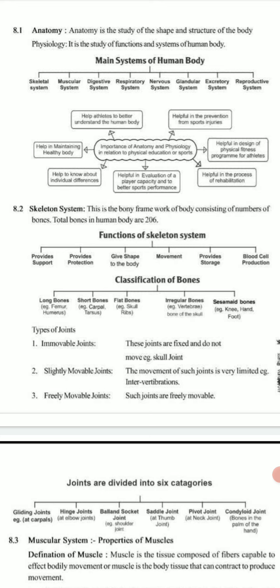Long bones, example of femur and humerus. And then next, short bones, example of carpal and tarsal. Flat bone, example of skull, ribs. Irregular bones, example of vertebra bones of the skull. And sesamoid bones, knee, hand and foot.